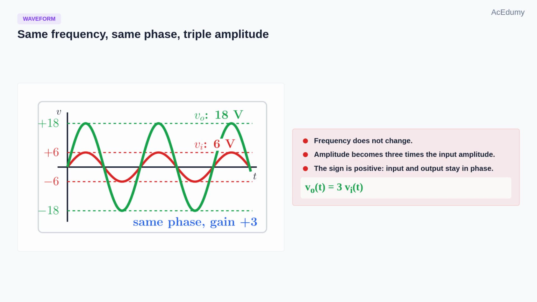What does that mean for a sine wave? The frequency does not change. The output has the same phase as the input because the gain is positive. The amplitude becomes 3 times larger because the gain is 3. So when the input is positive, the output is also positive. When the input crosses 0, the output crosses 0 at the same time. This is why the circuit is called non-inverting.